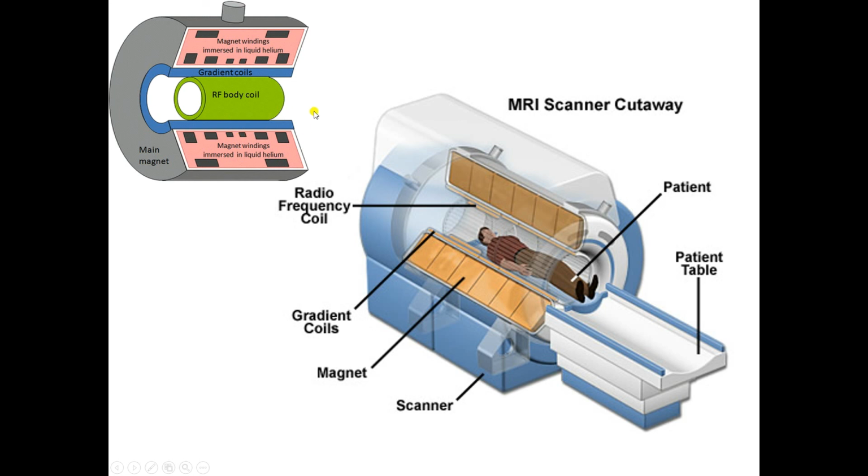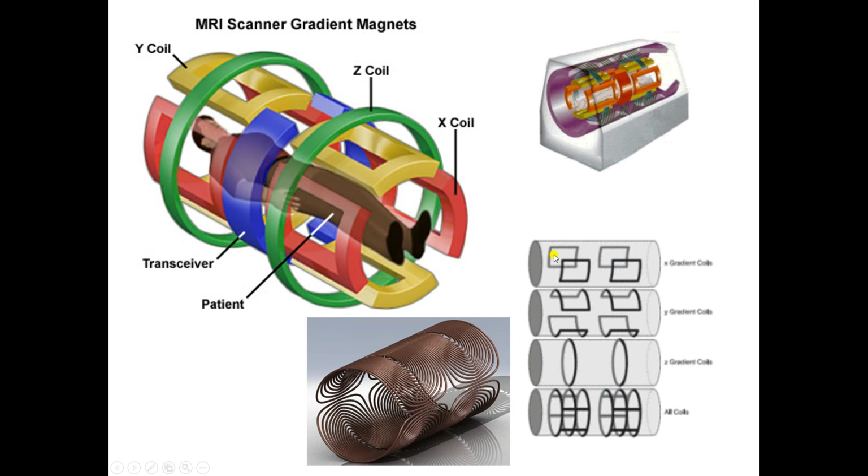Here are the gradient coils which surround the person. And then lastly, closest to the body are the radio frequency coils. These are the body coils, the pickup coils. These are what are listening into the patient. All right, so you've got the main magnetic field, gradient coils, and radio frequency coils to listen. It actually looks like this.